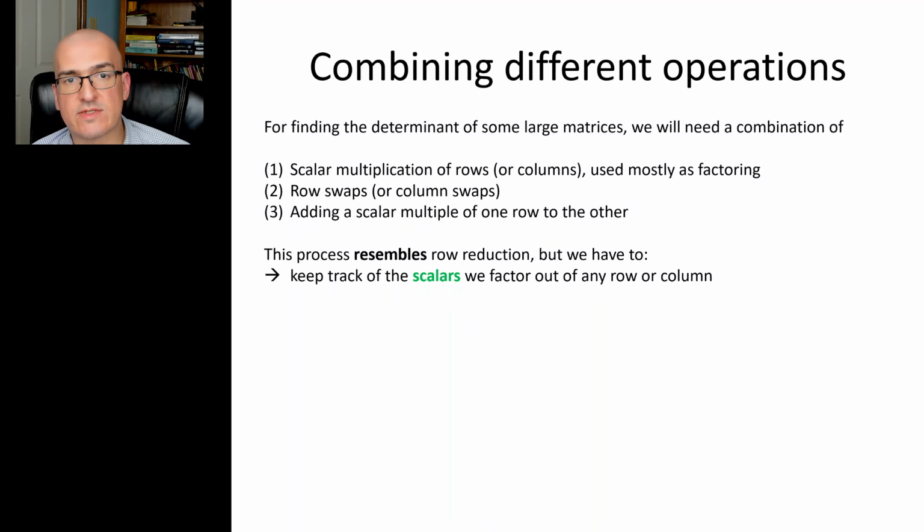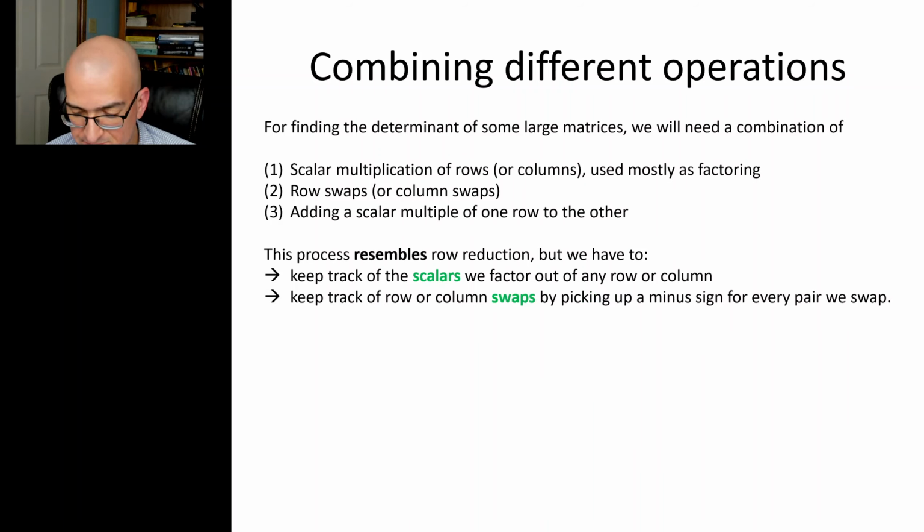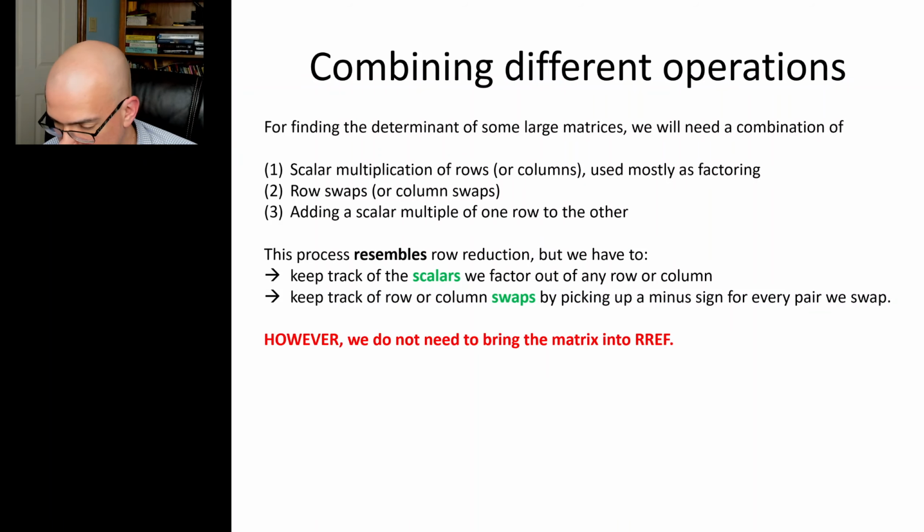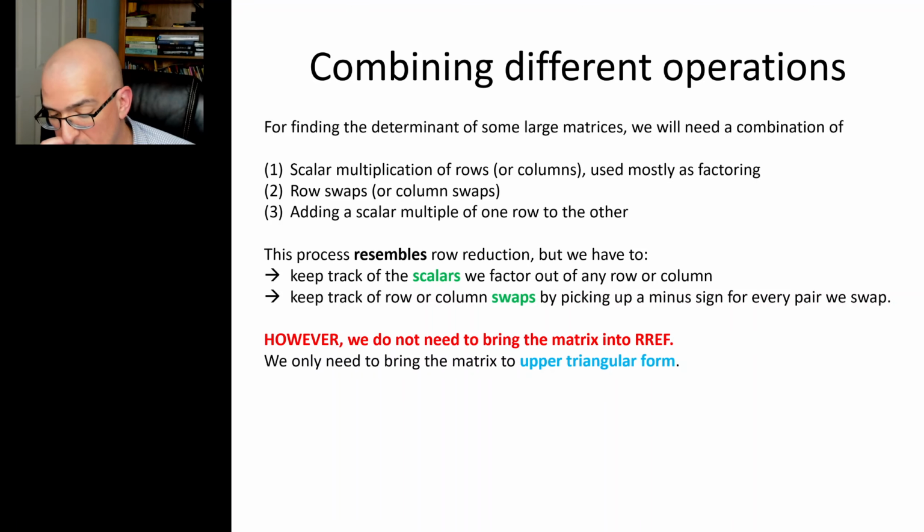So this is related to row reduction, but there's an extra bookkeeping or accounting step. We have to keep track of every time we factor something out of a row, and of how many times we do swaps. And again, there's no need to bring the matrix entirely into reduced row echelon form. We can just bring it into triangular form, upper triangular, even lower triangular if that's easier, so that we can get access to that shortcut.